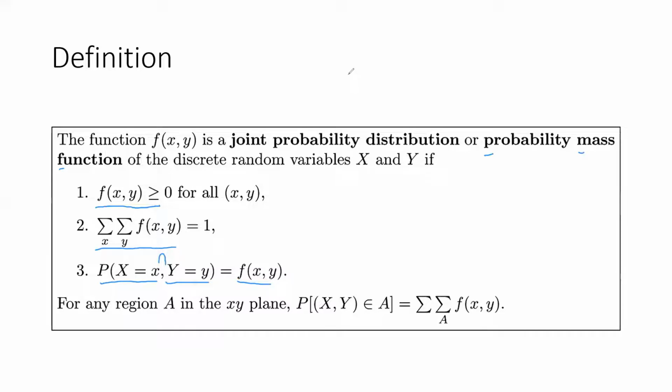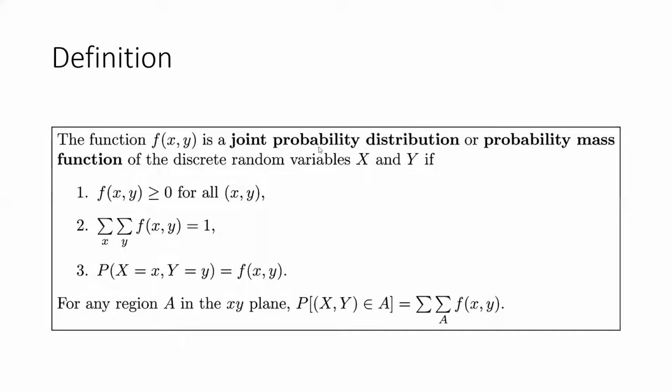If you want to find the probability of two random variables in any region A in R2, then you would just have a double sum of f(x,y), where x and y are coordinates in A. All right, so that's the meaning of joint PMF.